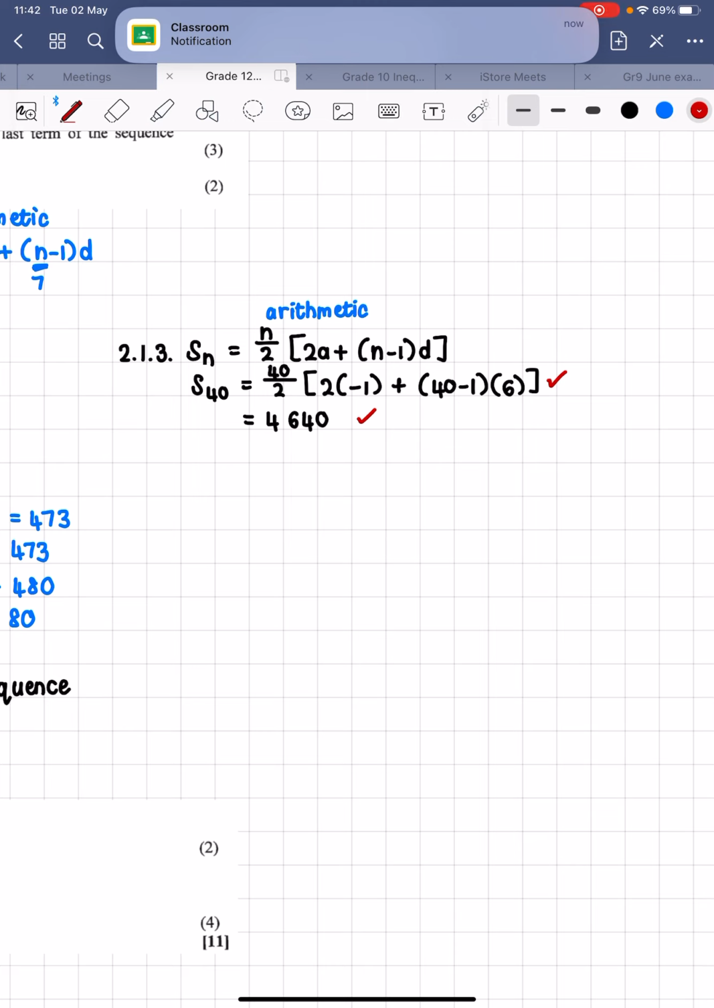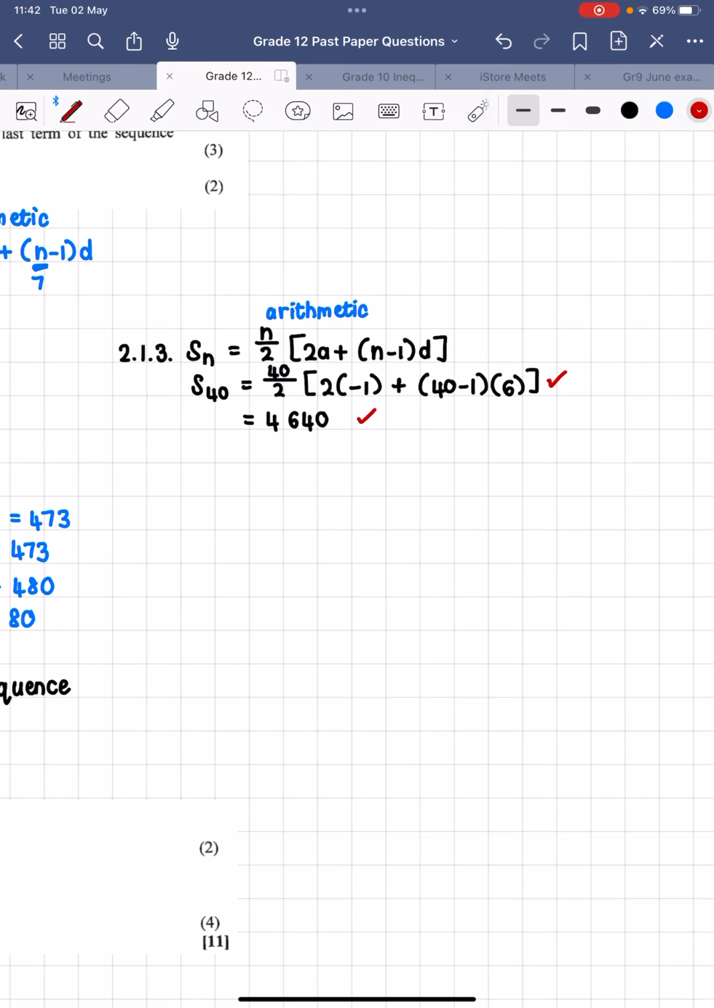Guys, if it's a 2 mark question, that means it should take you 2 minutes to do this. Right? So you mustn't still think, oh, which formula, go look for the formula, now which one do I choose? Alright, you need to know which formulas go with which types of patterns. Okay, any questions on this one?